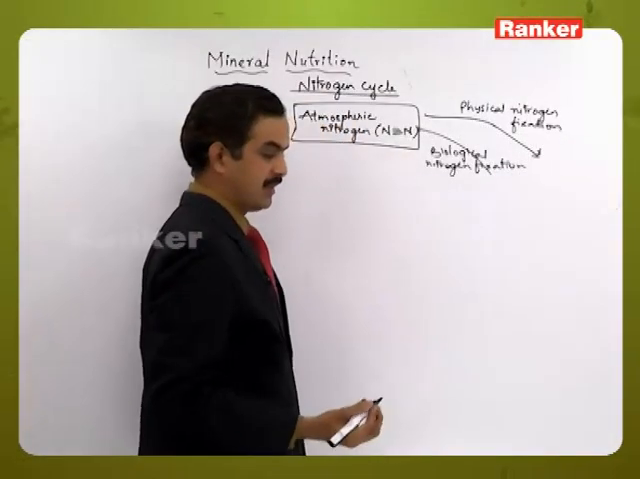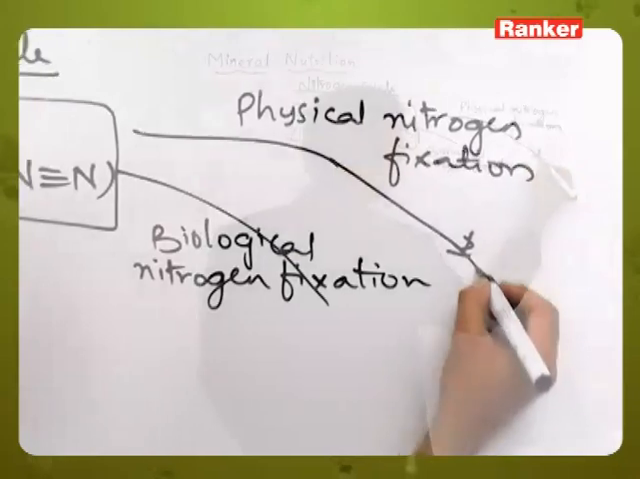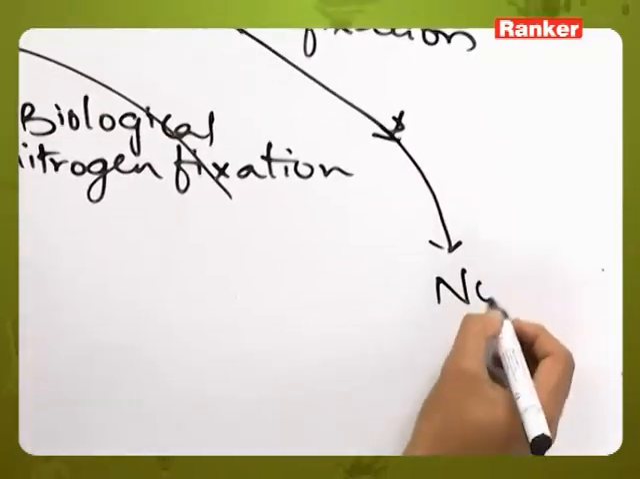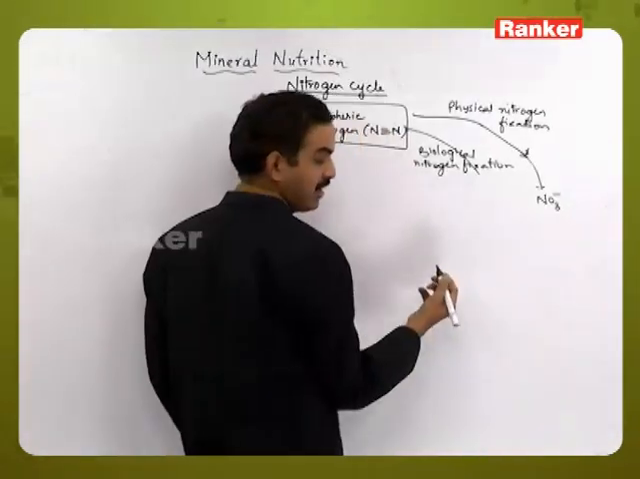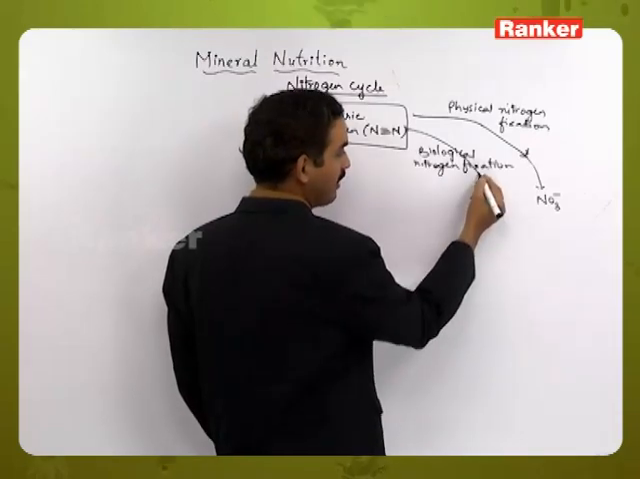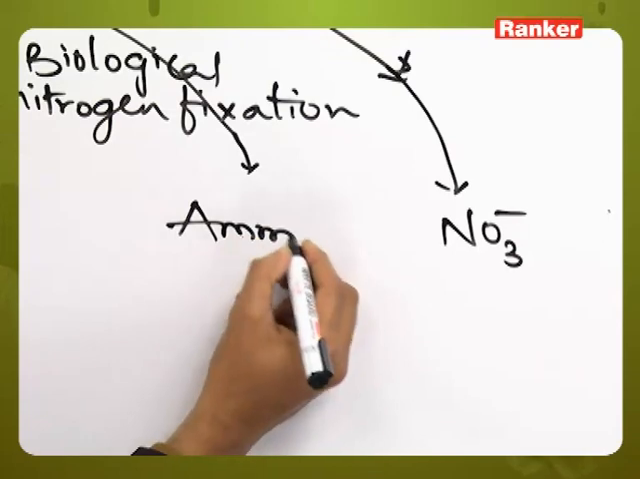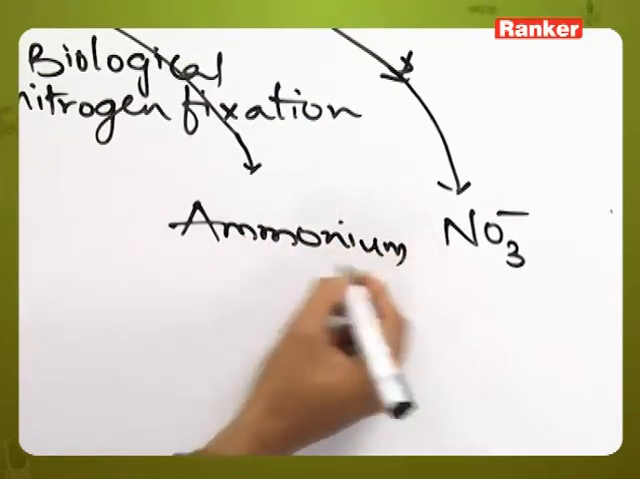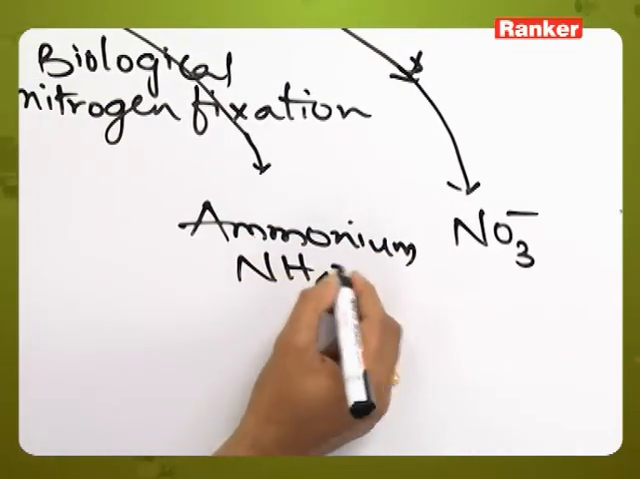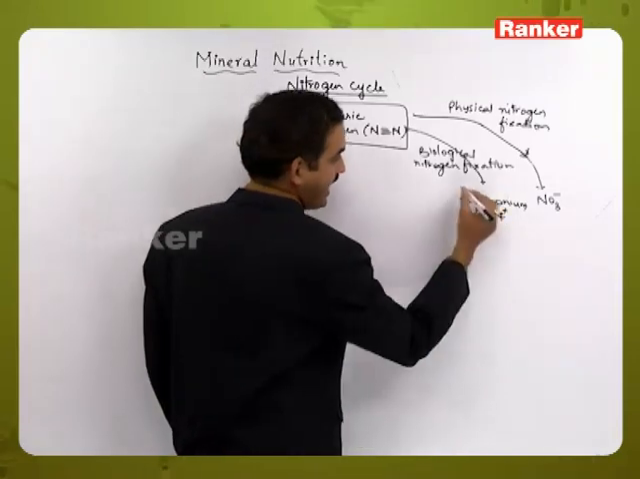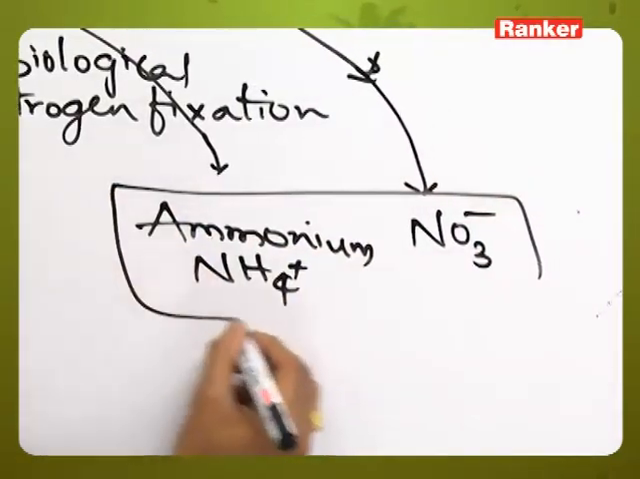In both the steps, here in the physical nitrogen fixation it will be directly converted into nitrite molecules or nitrate molecules, whereas here it will be converted into ammonium NH4 plus, and here either it may be nitrate or ammonium.